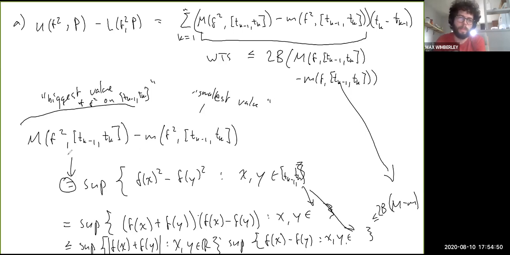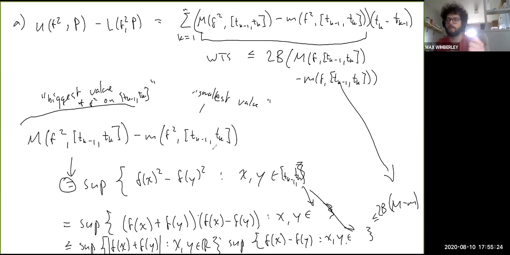And so it's not equal to the supremum of f of x. Well, basically, if you imagine finding the biggest value somewhere in the interval t_{k-1}, t_k, and you pretend that f is continuous, then this is actually the maximum value, and it occurs at some x value in this interval. And then this is the minimum value, and that occurs somewhere in the interval t_{k-1}, t_k.